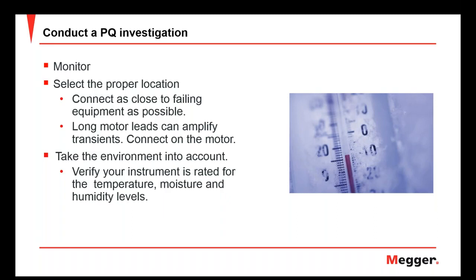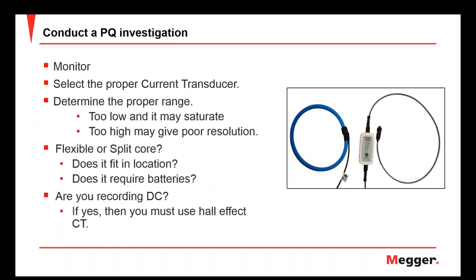Now, if it's a facility problem, or we're not sure what's going on, we can go to the point of common coupling, which is where the utility power comes into the facility. And that is where we would take the measurement at that point. We also want to take the environment into account, okay? You want to verify your instrument is rated for the proper temperature, moisture, and humidity levels, okay? And you want to also make sure that your transducers you're using, your current clamps, also have the proper rating, okay?